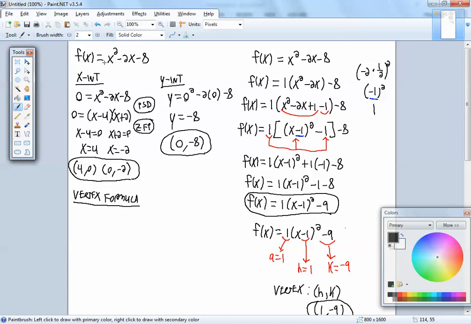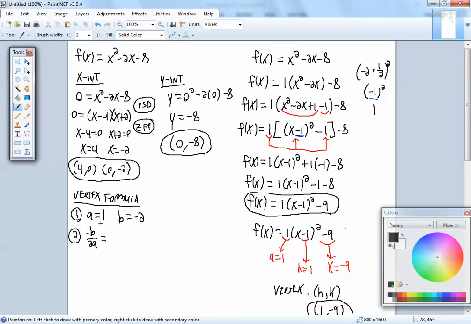Now keep in mind our original problem here. Our steps in finding the vertex. Step 1 is to identify A and B. A is whatever number's in front of your x squared, which is the invisible 1, 1. B is whatever number's in front of our x, which is negative 2. Step 2, we want to find negative b over 2a.